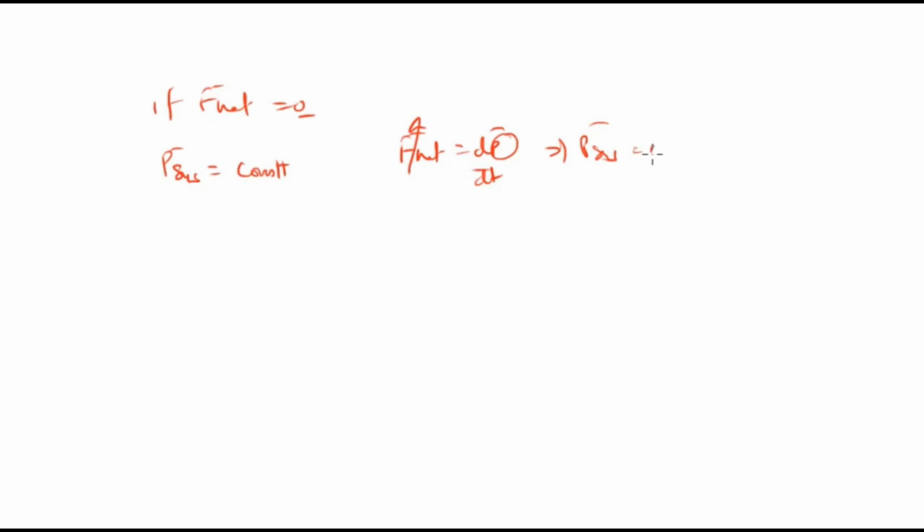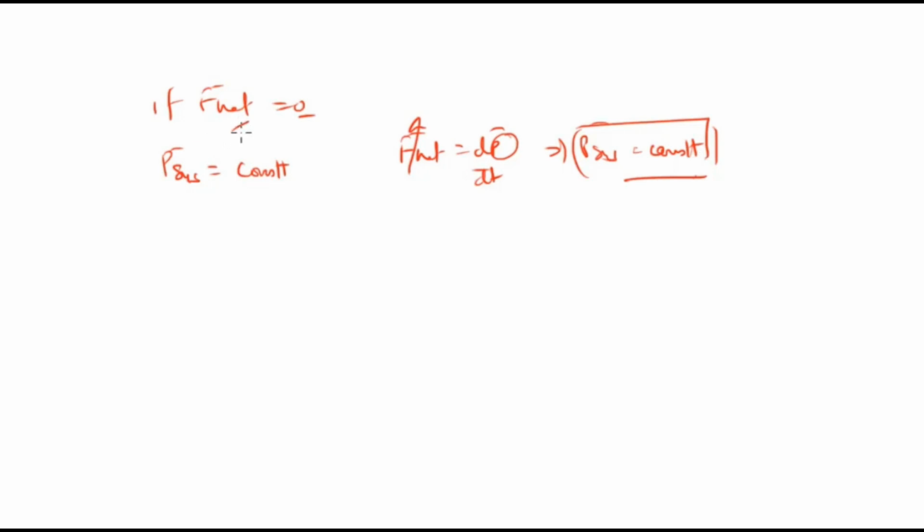Again, to reiterate, if F net on the system is 0, then I can say the momentum of the system is constant. How? Because F net is equal to dp by dt, and if this goes to 0, the whole right-hand side goes to 0, and that means p, this number, is constant. So this is just the conservation of linear momentum.